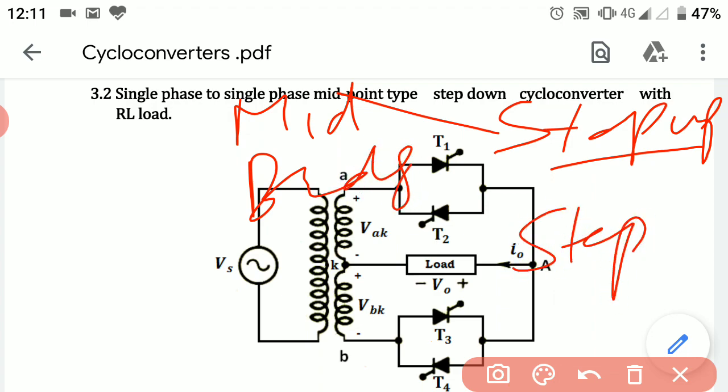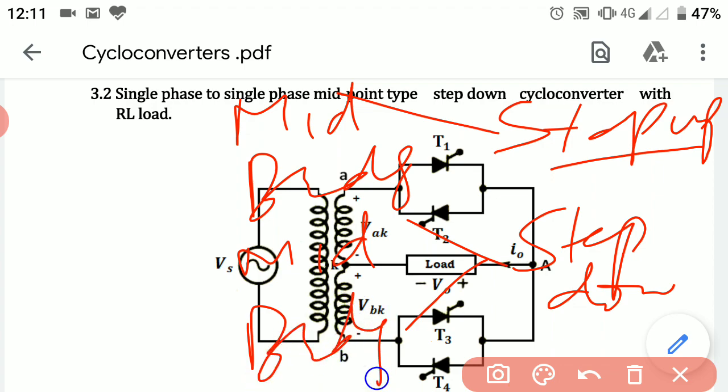Step down cycloconverter. Those were also two types, that is midpoint and bridge type. The working of all these cycloconverters will remain the same for cycloconverters using RL load. The working will not vary whether we are using a cycloconverter with R load or RL load.